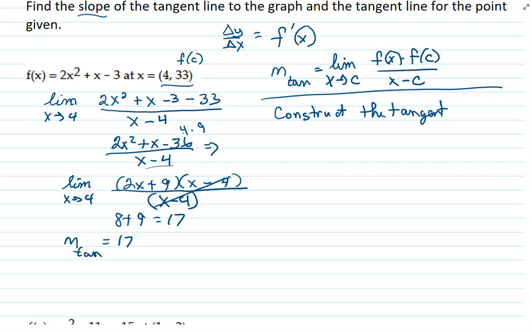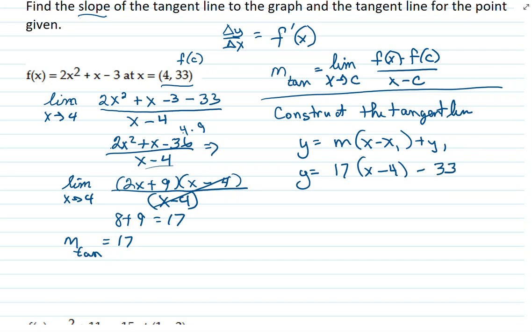Actually, the tangent line is y equals m times (x minus x of 1) plus y of 1. That's 17 times (x minus 4) plus 33. I'm sorry, plus 33. It's not a negative 33, sorry.